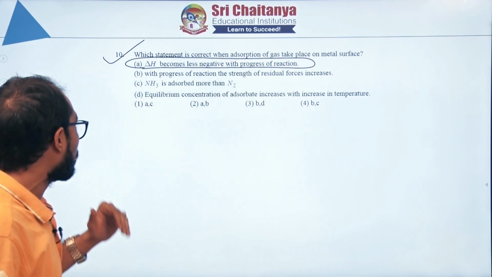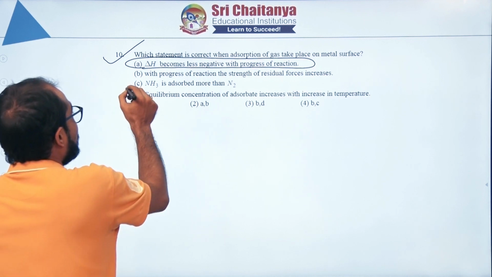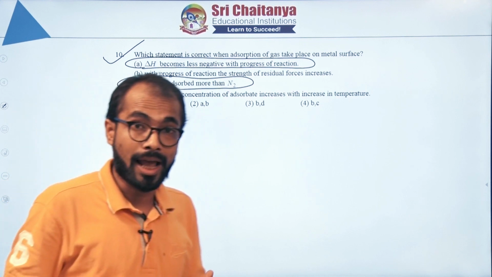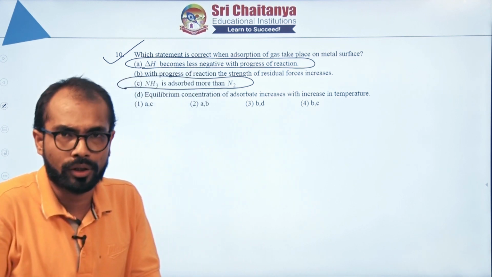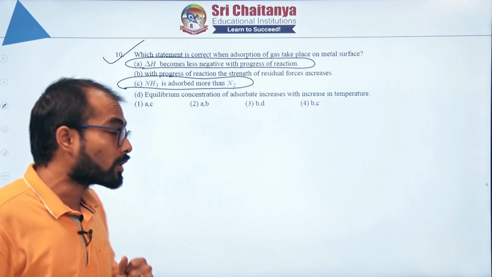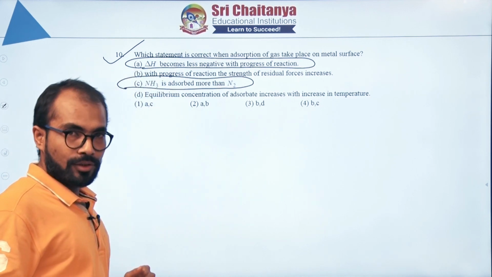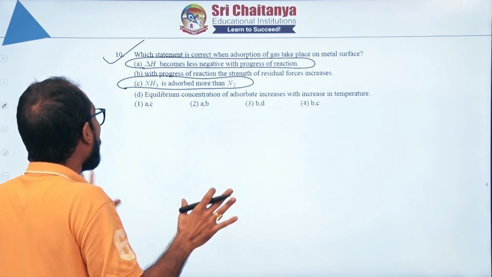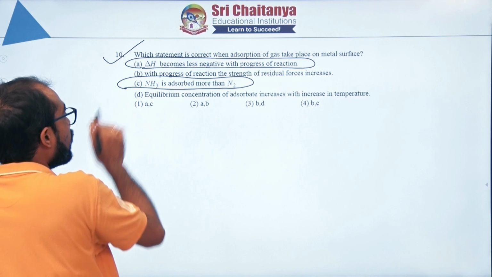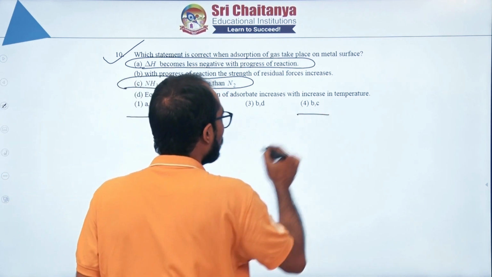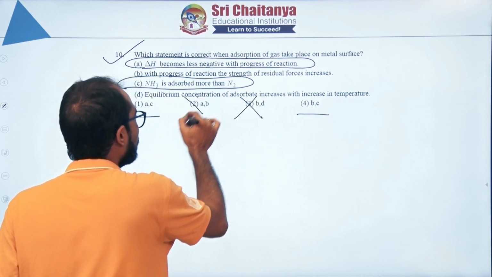You have been taught this. Then again we can see that option C is also definitely correct. Why? NH3 has more intermolecular force, hydrogen bonding can be there, if you compare with N2. So, the higher the intermolecular force, the greater the adsorption process. So, 3 is definitely correct. So, if you look at the options, option C has to be correct, then my answer can be either 1 or 4. I will simply reject 2 and 3.